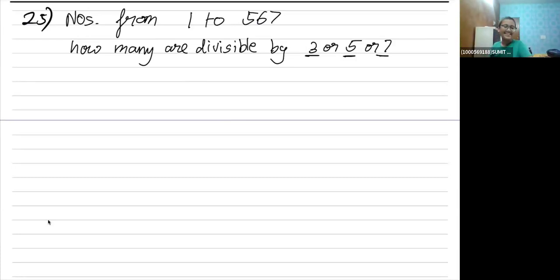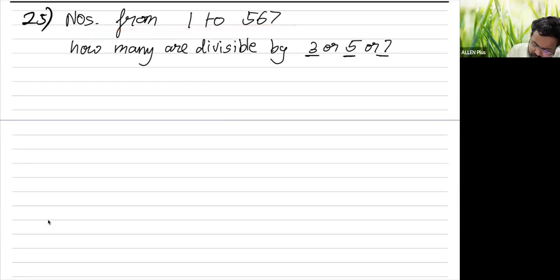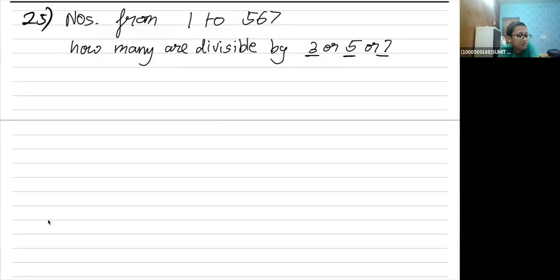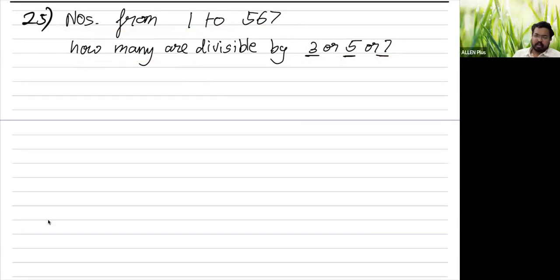Last question, which I'll not discuss today in class: numbers from 1 to 567. How many are divisible by 3, 5 or 7? So this means 3 and/or 5 and/or 7. All the numbers that are divisible by 3 or 5 or 7, which includes numbers being divisible by 15 also, 35 also, 21 also, and 105 also.